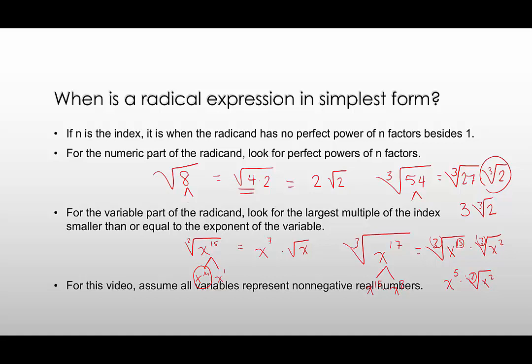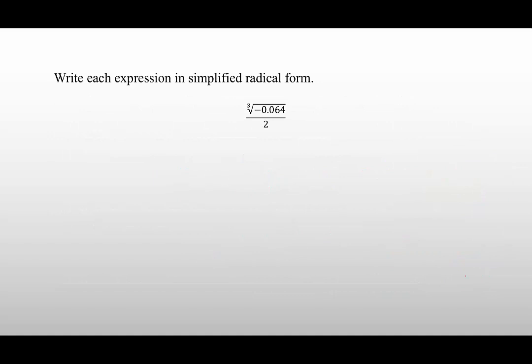And as I mentioned, we're going to assume that all variables represent non-negative real numbers. Okay, let's get started. So we have the cubed root of negative 0.0064 divided by 2. What I actually like to do is prefer dealing with fractions rather than decimals when it comes to radicals. So I'm actually going to rewrite this as a fraction.